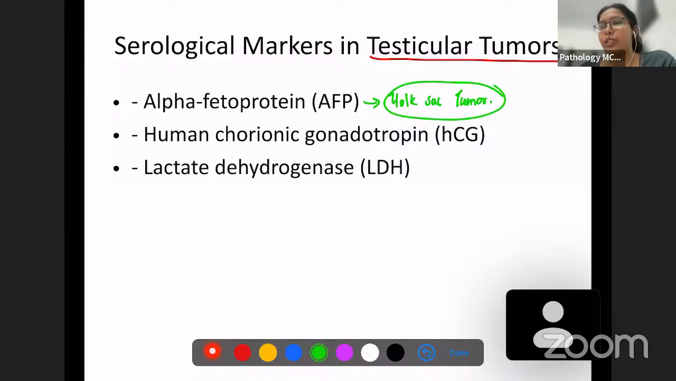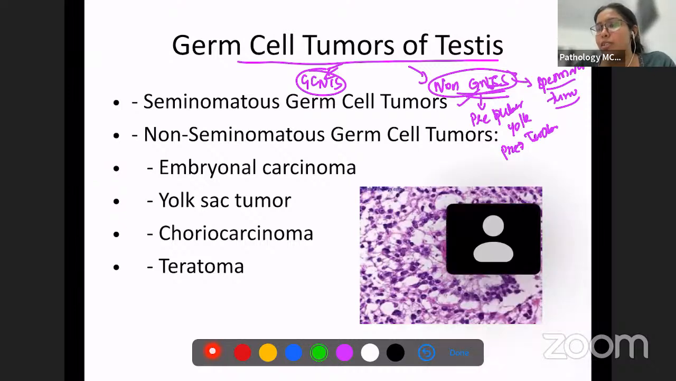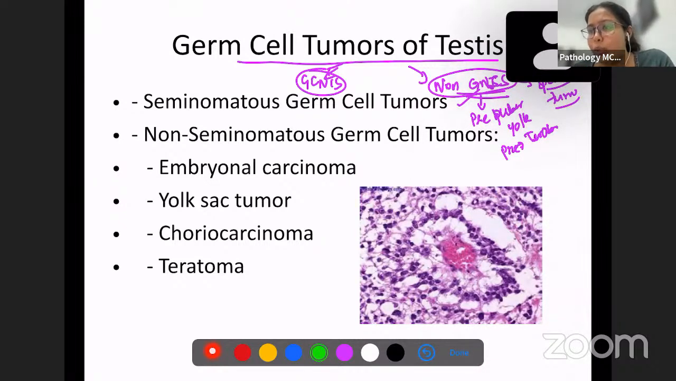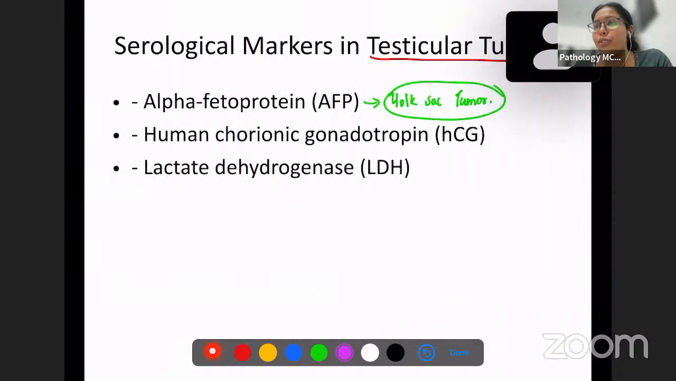Also, there is one other important feature which you have to remember in your yolk sac tumor, which is this. You can see this over here. These are glomeruloid shaped bodies. You can see that this somehow resembles a glomerulus, and there's a central vessel over here. These bodies are present in yolk sac tumor. These are Schiller-Duval bodies, glomeruloid shaped bodies in which you have a central blood vessel.